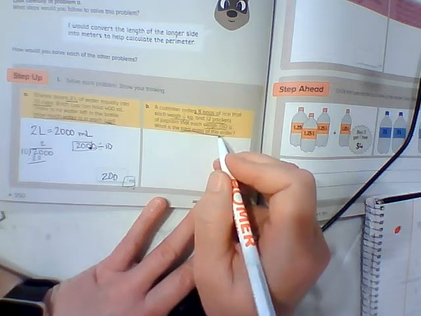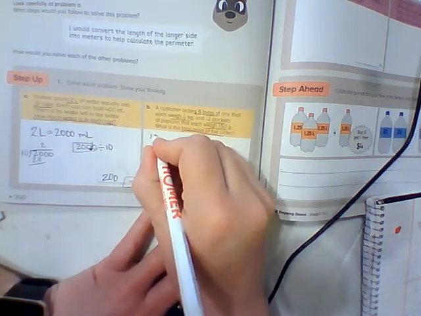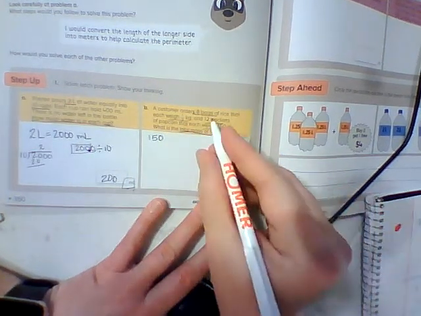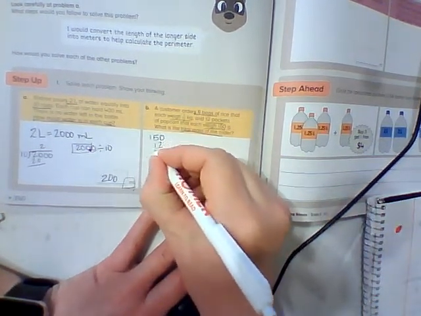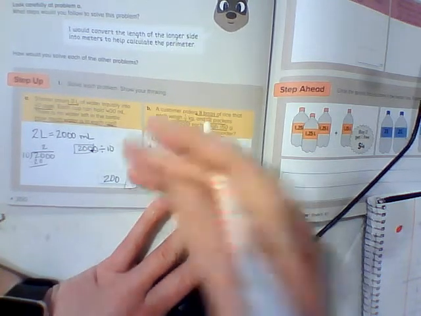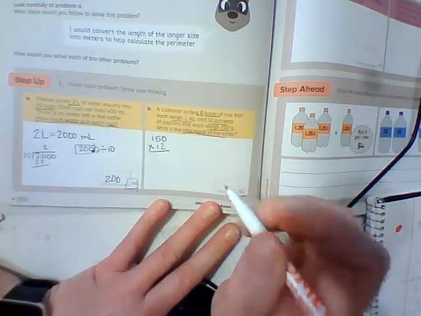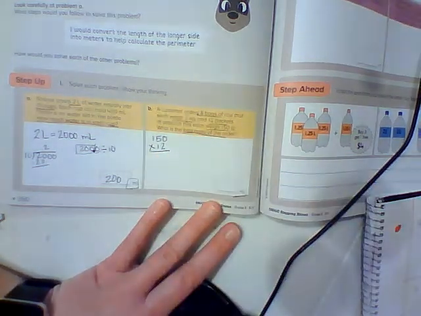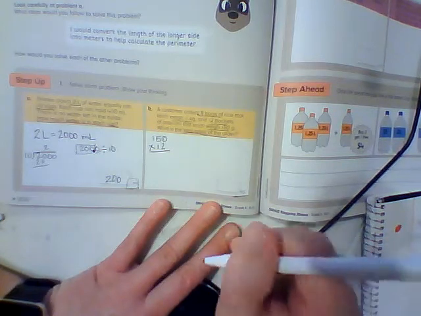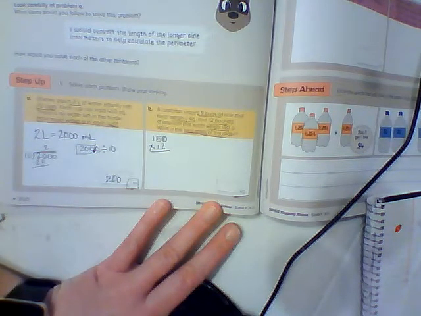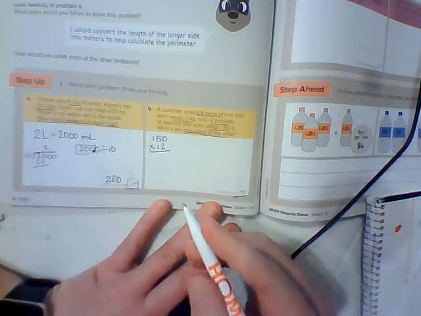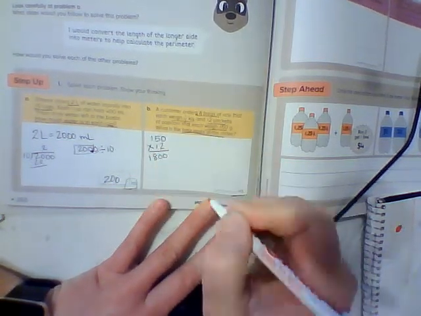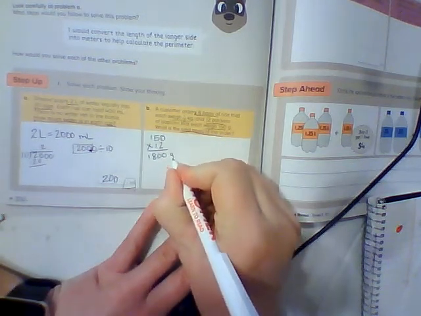Okay, so I'm going to start with the popcorn packets, because I know they each weigh 150 grams, and there's 12 packets. So to figure out the total of that, I'm going to multiply. Okay, so I'm going to just stack it up here and I'm going to multiply. And when I multiply 150 times 12, it is 1,800, and this is still in grams.